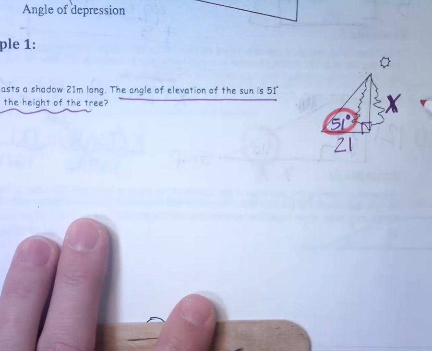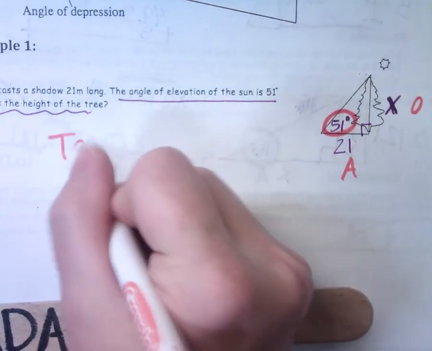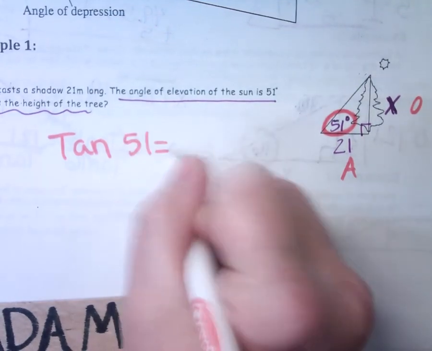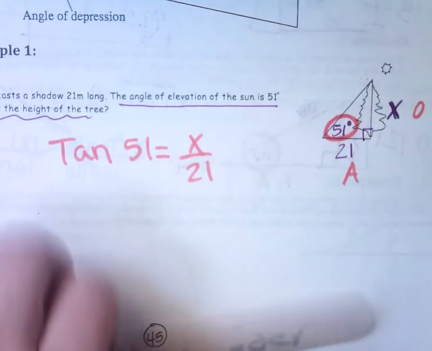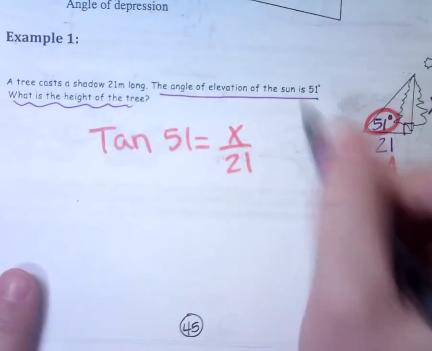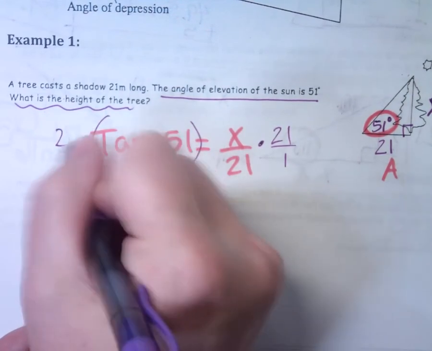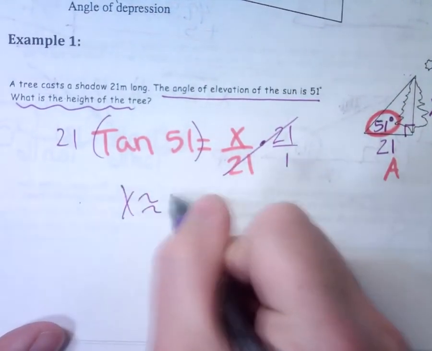Opposite. And the 21? Adjacent. Which one do you use, sine, cosine, or tangent? Tangent. After you write tangent, what's the next thing you write? 51. And then tangent is what over what? X over 21. See? Easy peasy. How do you solve that? Multiply by 21 over 1. You cross the 21 and 21 out. And then I just put that in the calculator. Yep.